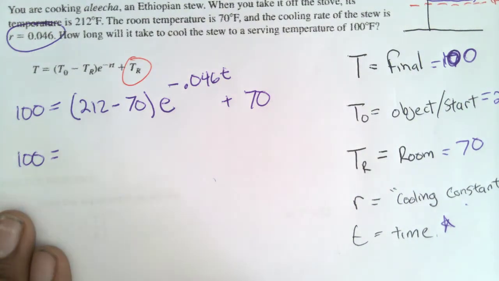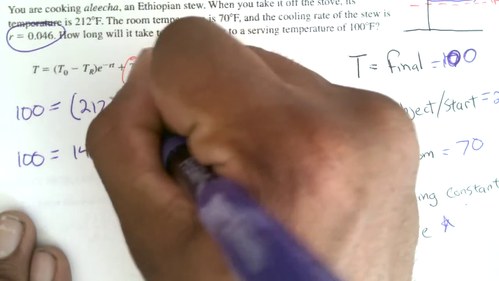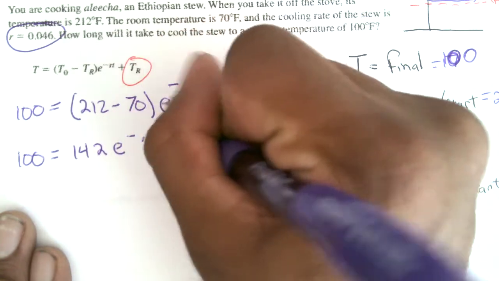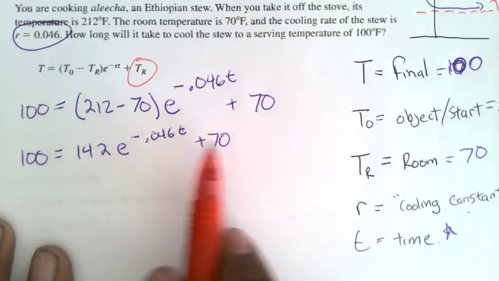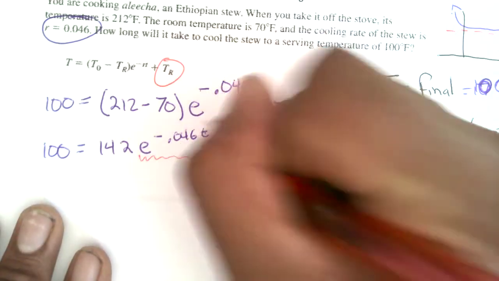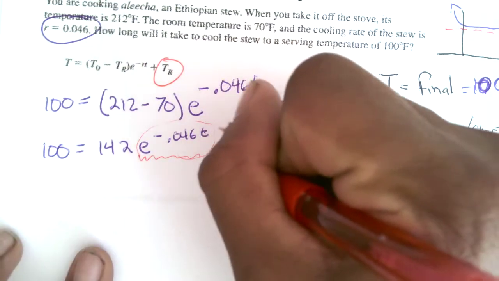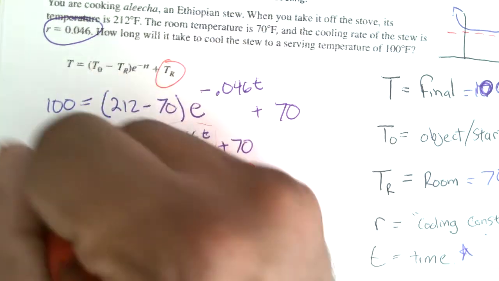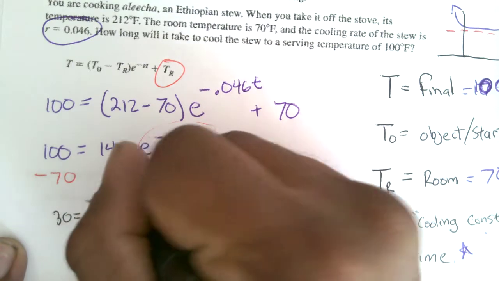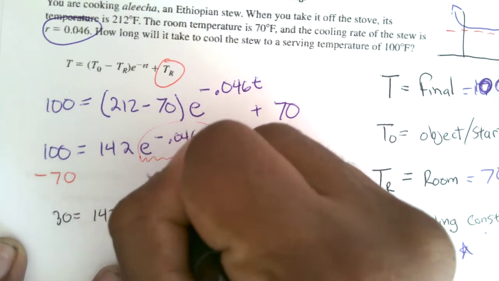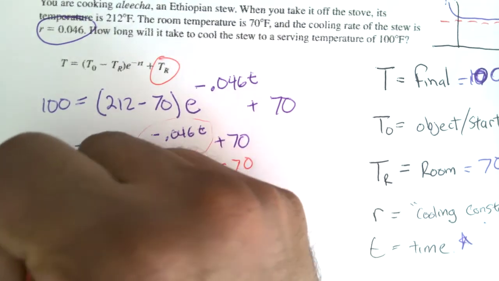I had some notes on this one ready to go. 142 e to the negative 0.046 t plus 70. And so at this point, what I'm trying to do right here is get this part by itself, okay? So I'm going to use order of operations. I'm going to think about getting that by itself by subtracting 70, which then gives me 30 equals 142 e to the negative 0.046 t. And we divide by 142.